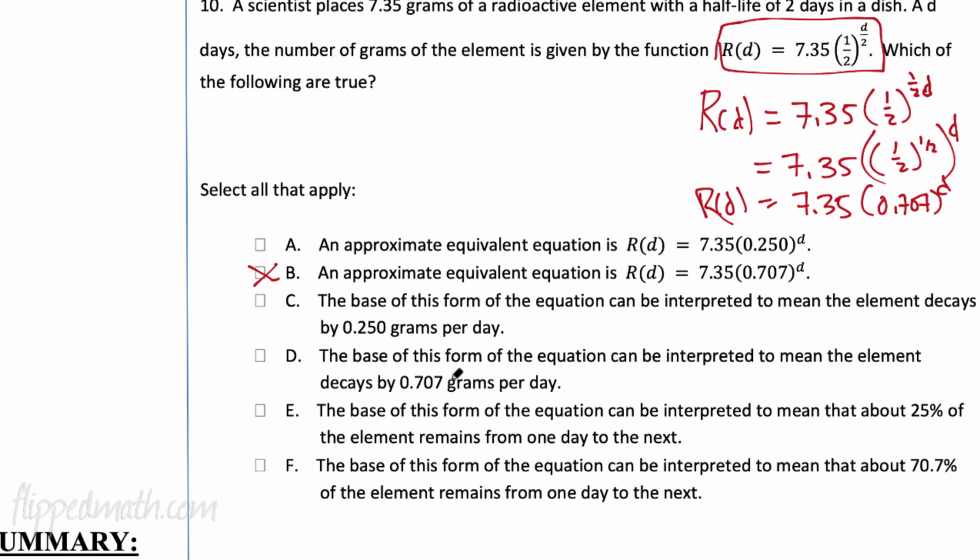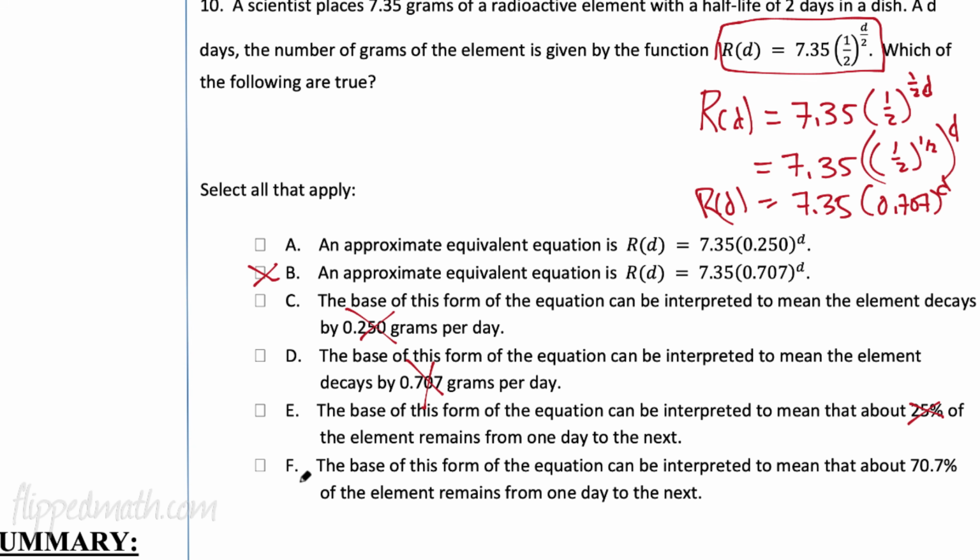Now, let's see if either one of these are true. Okay, now the base here, I know C is not true because the base in that one's wrong, and I know E is referring to 0.25 as well. But the base of this form of the equation can be interpreted to mean the element decays by 0.707. Is that how much it decays? No, that's not true. Because remember, it's always the difference from 1. So the difference here would be 0.293, right? Because from 1, you go down 0.293 to get to 0.707. It's how far you are from 1. So that one is not true.